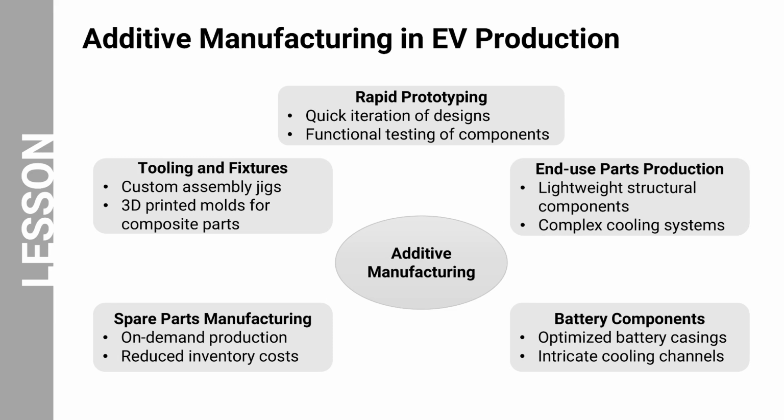The production of specialized end-use parts, such as lightweight structural components and complex cooling systems, remains constrained to low-volume applications due to speed and cost limitations. In battery component manufacturing, while the technology enables the creation of optimized battery casings and intricate cooling channels, these applications are currently best suited for specialized or limited production runs. The spare parts sector also benefits from this approach, as on-demand production capabilities reduce inventory costs for low-volume replacement parts.